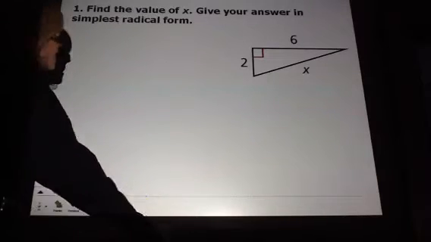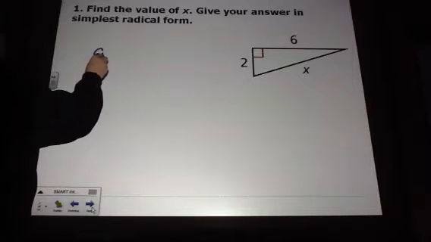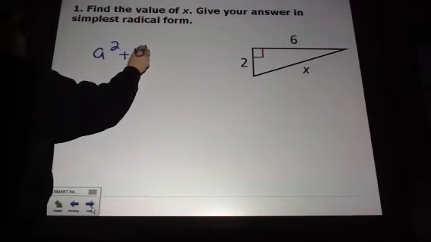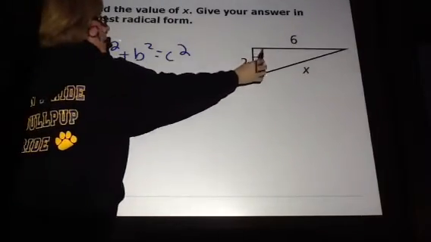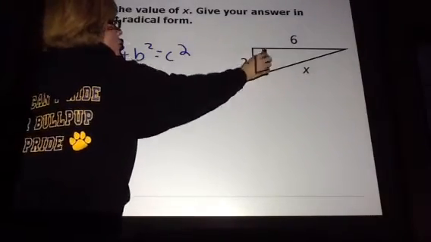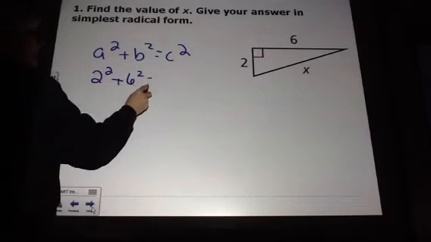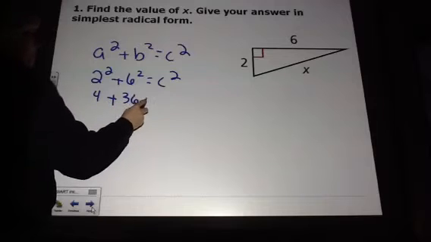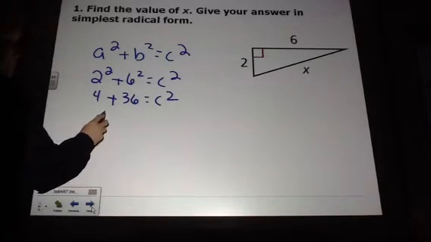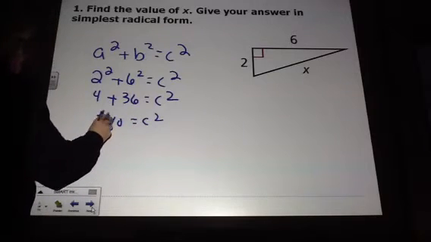So let's apply this. Find the value of X, put it in simplest radical form. Okay, write your Pythagorean Theorem. We have our right angle. It is included in the two legs, so substitute in for your legs. Simplify. Simplify. Take the square root.